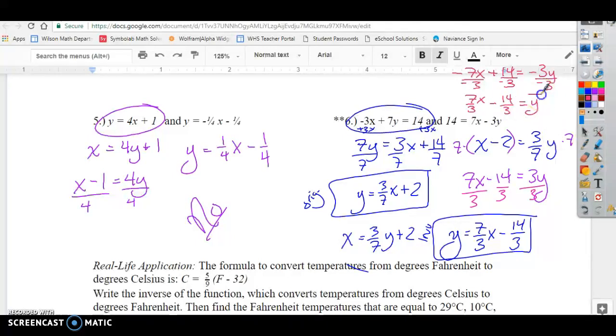Okay, so we are comparing this and this. 7/3 x, 7/3 x. Negative 14/3, negative 14/3. Are they inverses? Absolutely. That's a lot of work for that one. So make sure you take your time. You have to solve both for y, and then switch the x and y one on and solve it.